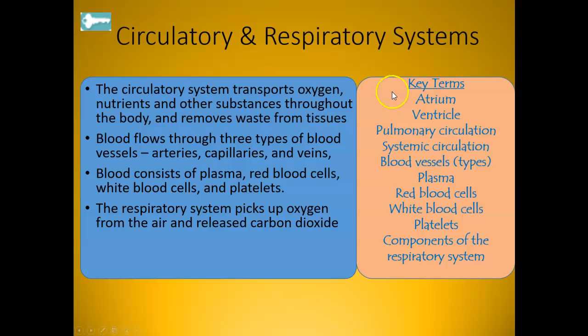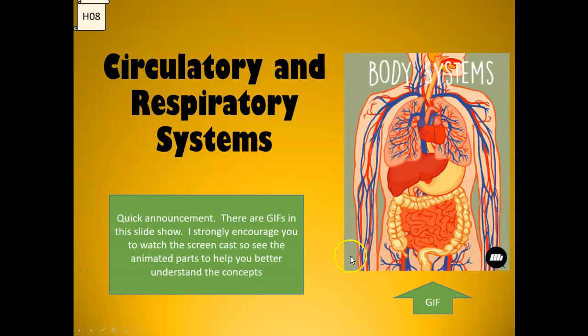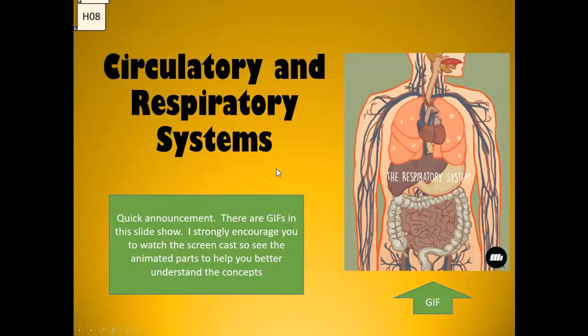Key terms that we're dealing with: parts of the heart, like the atrium and the ventricles, different types of circulation throughout the body, like pulmonary and systemic circulation, and then different types of blood vessels. Blood plasma, red blood cells, white blood cells, platelets, and the different components of the respiratory system. So here you can see the respiratory and circulatory system. If you're watching the screencast, you can see the GIF being excited.